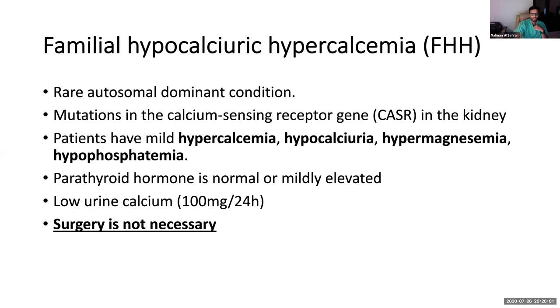So as I mentioned earlier, we're going to talk about familial hypocalciuric hypercalcemia. The reason I put it here is you're going to encounter some patients with mildly elevated calcium and normal or mildly elevated PTH, and you would think they have primary hyperparathyroidism. You always have to check for this, because if you take one of those patients to the OR, you will do them no good, because all the parathyroid glands will be normal. And surgery is not indicated for those patients. It's a rare autosomal dominant condition where you have a calcium-sensing receptor gene mutation and the kidneys are malfunctioning. And the patient will also have hypermagnesemia and hypophosphatemia.